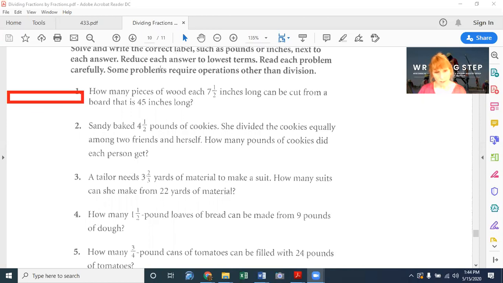And how many pieces can I cut from that are each going to be 7.5 inches long? So I'm cutting, and I'm pretending that each piece is 7.5 inches long here in my little drawing. So how many of those pieces can I cut from that big piece of wood? So what I'm really saying is I'm dividing, right? I'm dividing 45, my whole piece, and I'm dividing it into 7.5 inch pieces.